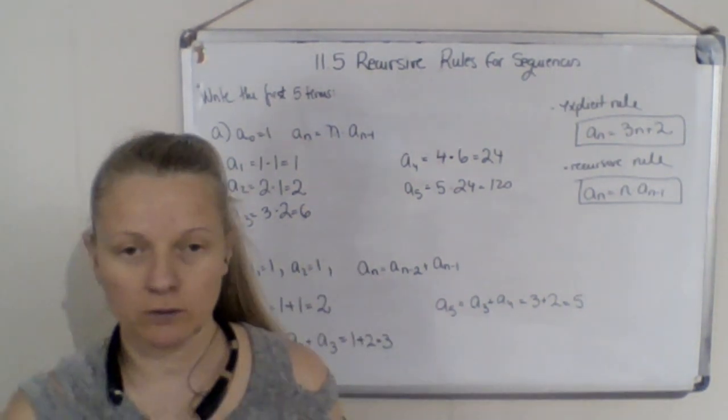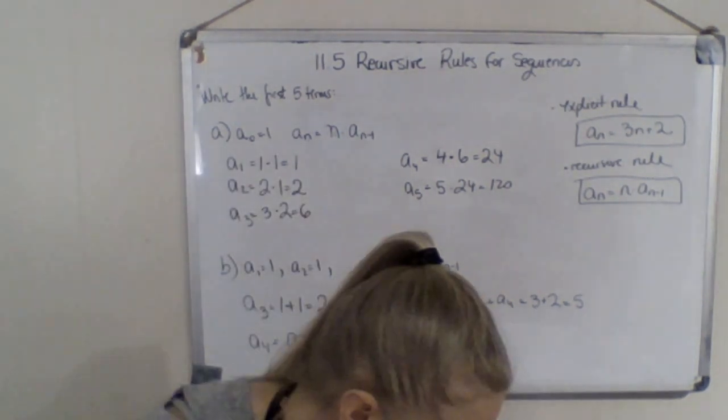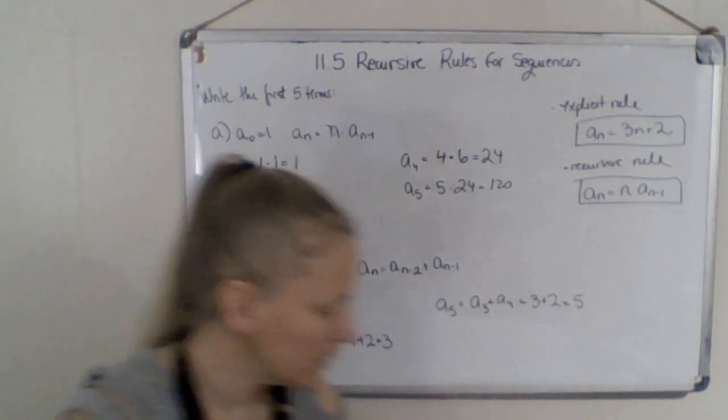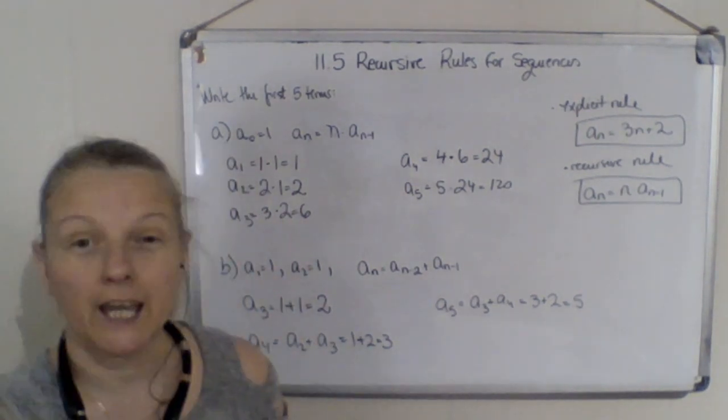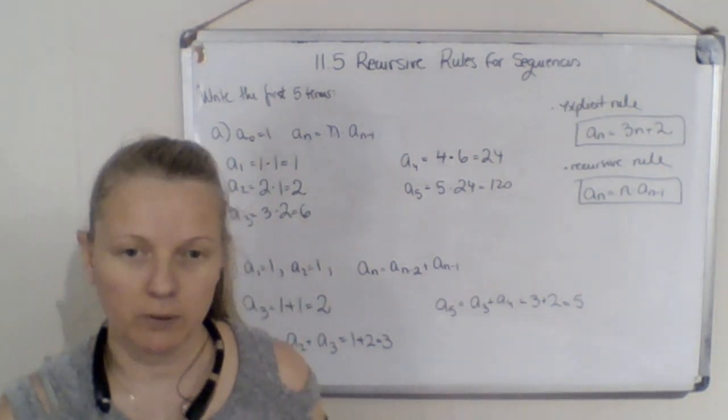So it's always depending on the rule that you have ahead of you in order to be able to work these. And these recursive rules can get confusing, but if we work them slowly, we will figure them out.